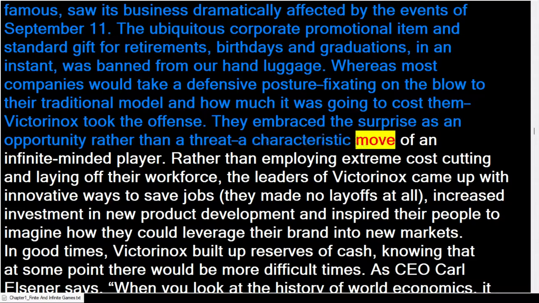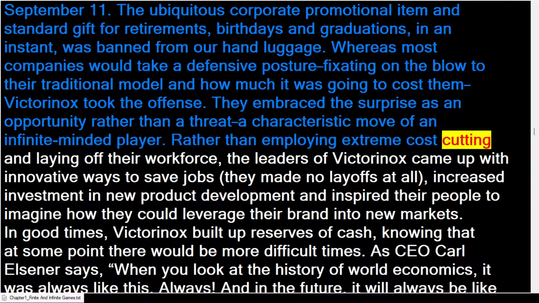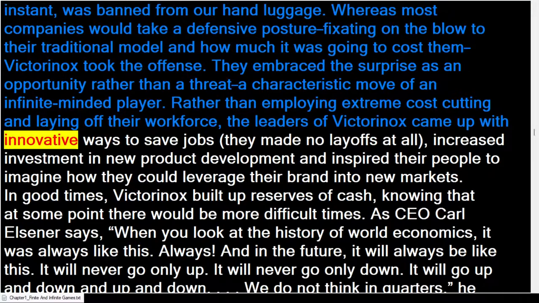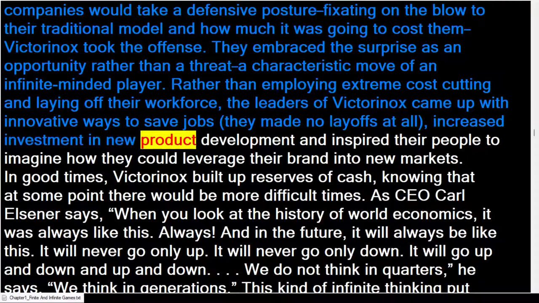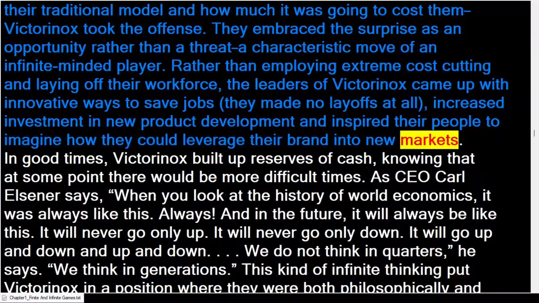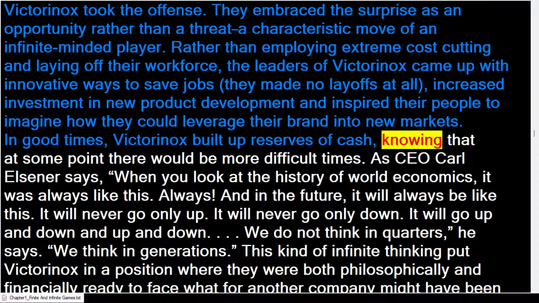Rather than employing extreme cost-cutting and laying off their workforce, the leaders of Victorinox came up with innovative ways to save jobs. They made no layoffs at all, increased investment in new product development, and inspired their people to imagine how they could leverage their brand into new markets. In good times, Victorinox built up reserves of cash, knowing that at some point there would be more difficult times.